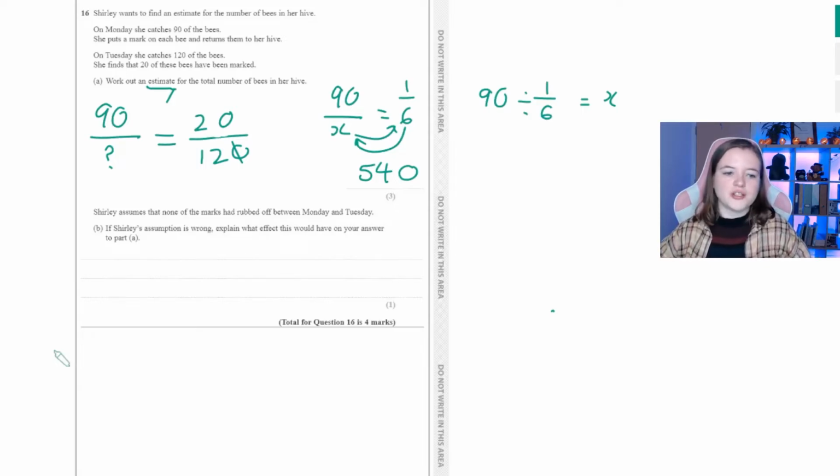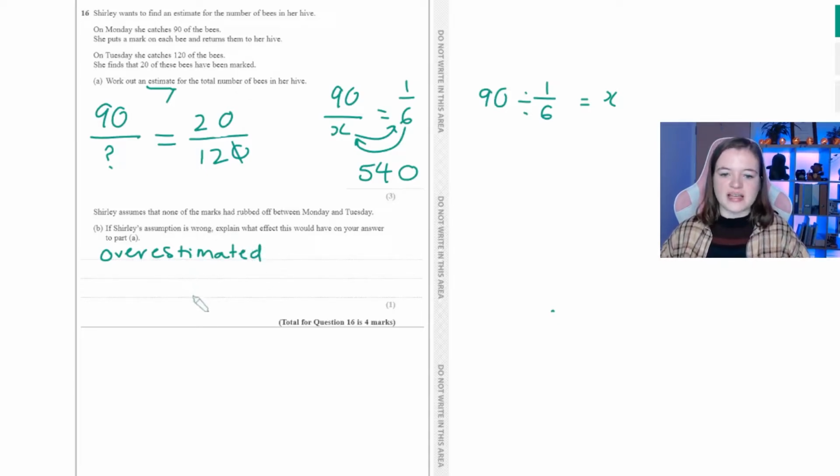540. So, part B. Shirley assumes that none of the marks had rubbed off between Monday and Tuesday. If Shirley's assumption is wrong, explain what effect this would have had on your answer to part A. So, Shirley would have overestimated, focus on spelling, Olivia, overestimated the number of bees in her hive.